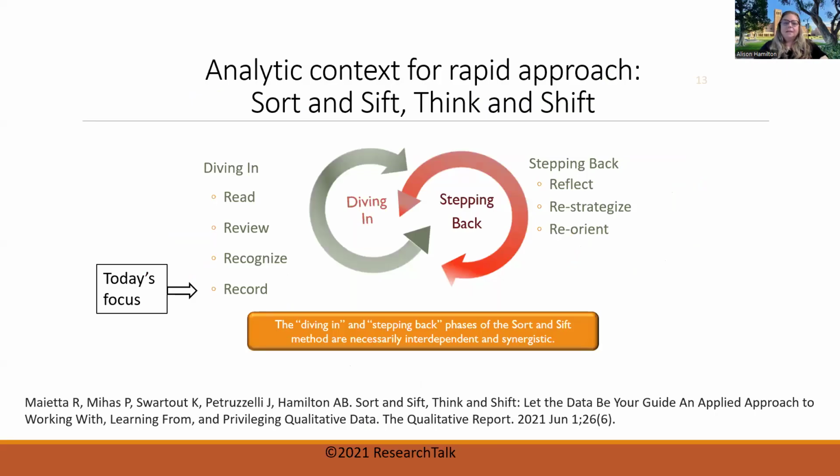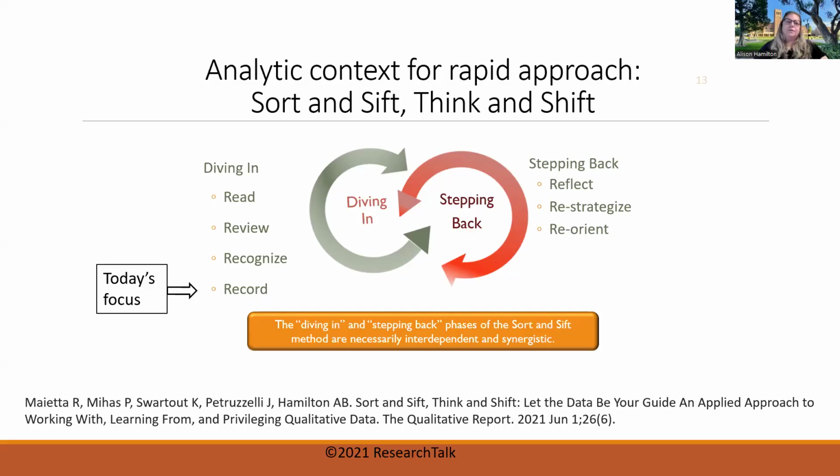So there is a context for this approach. It's an approach that my colleagues and I have been developing for over 20 years called sort and sift, think and shift. And one of our papers is cited there. And what we've found, having helped many, many hundreds of people with qualitative work, is that people often get stuck in a particular paradigm, or they get stuck with coding, and don't really know how to move forward, how to get what they want from the data, because they might feel like there's a right and a wrong way to do things, and a particular prescription for ways of working with data. And that can be frustrating.